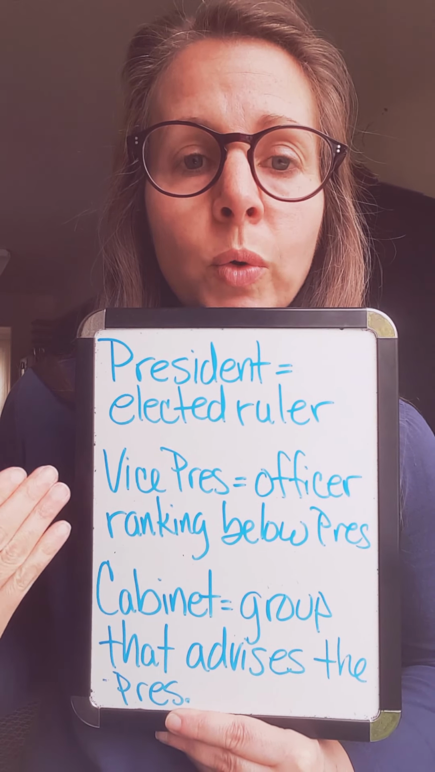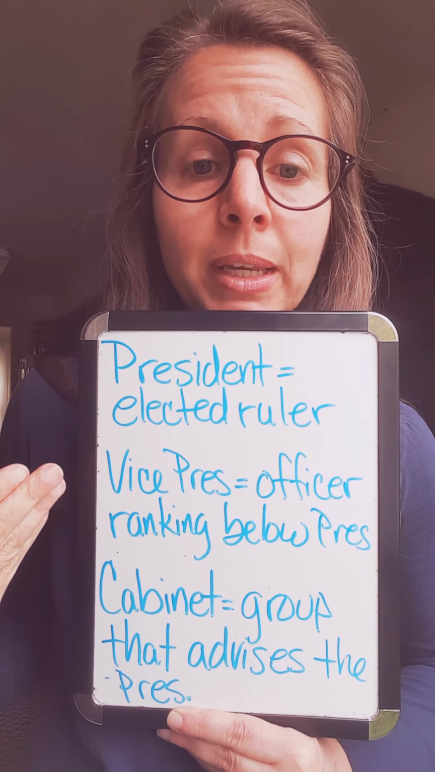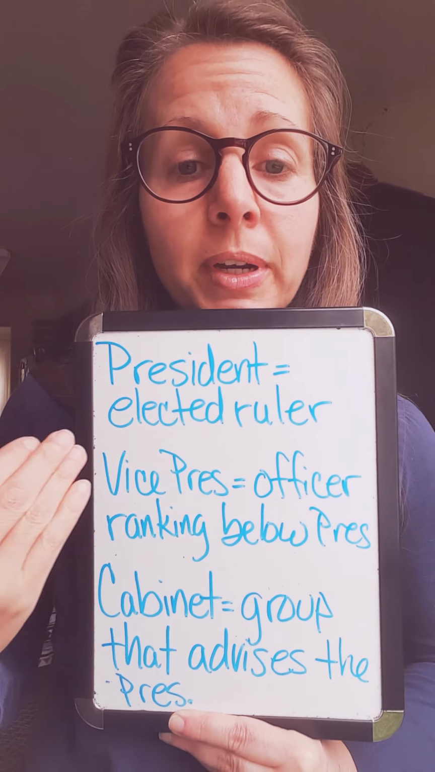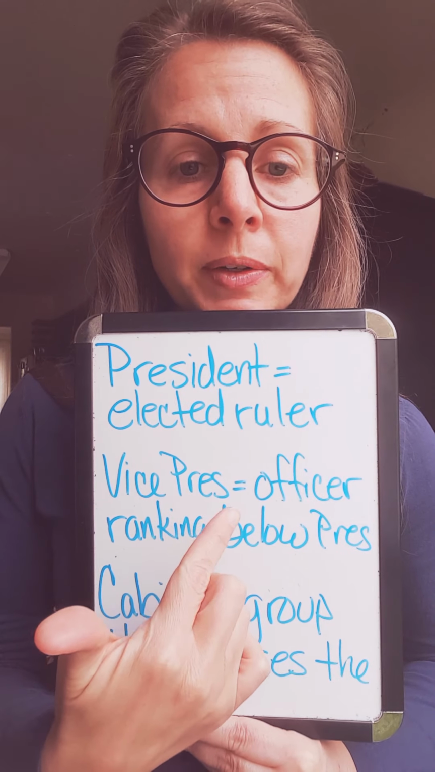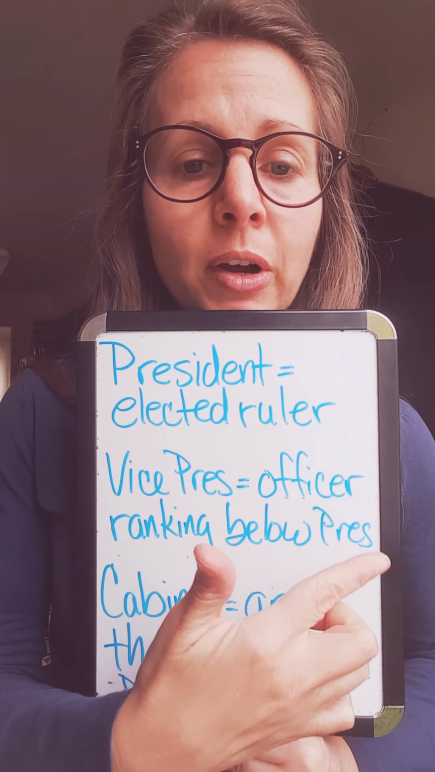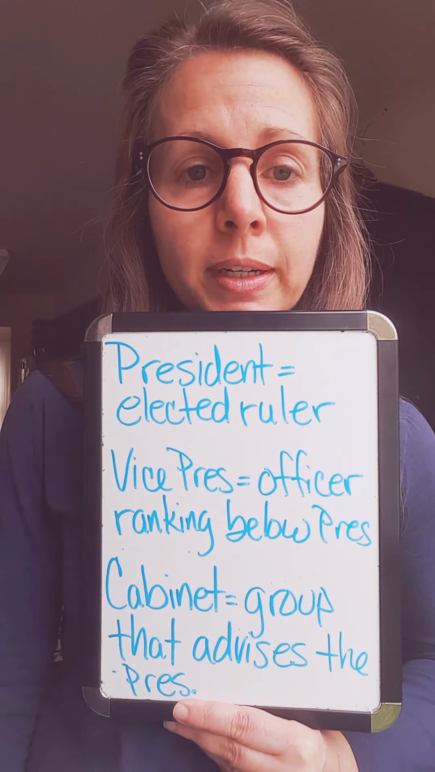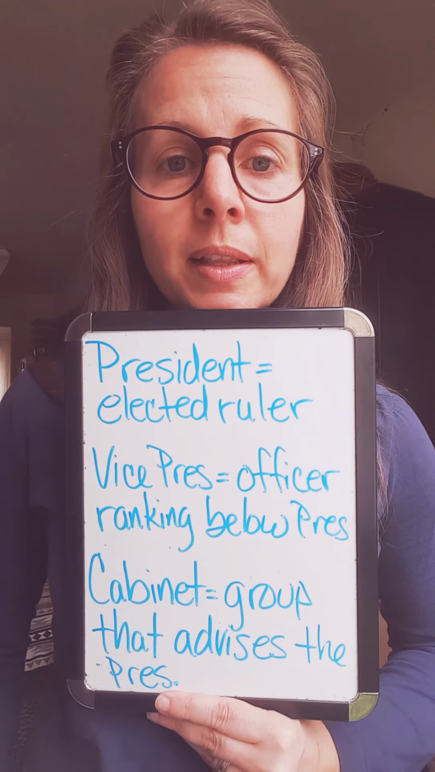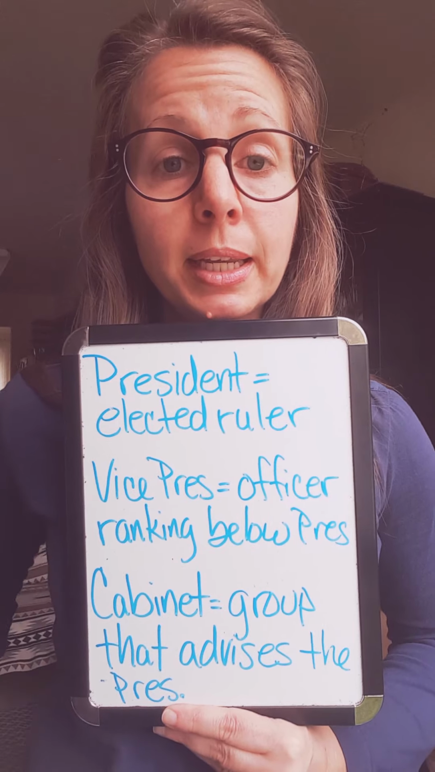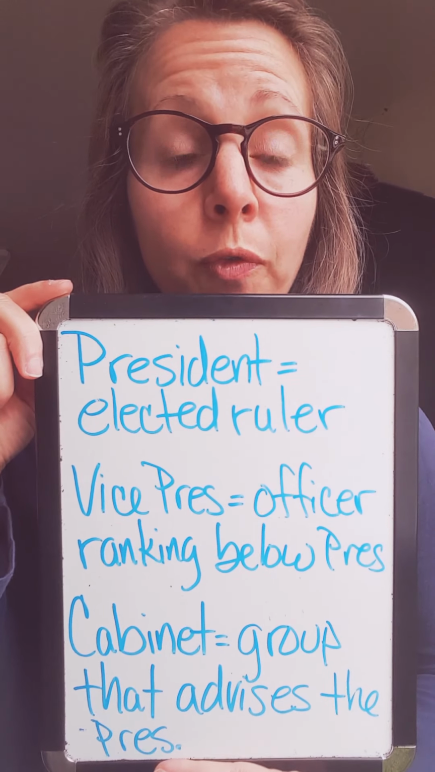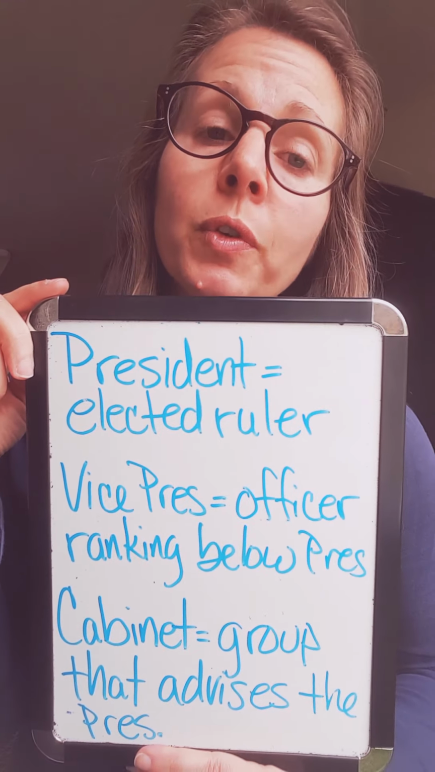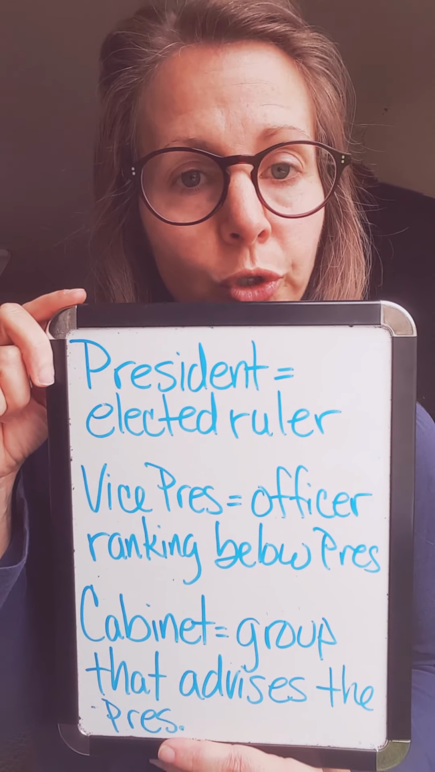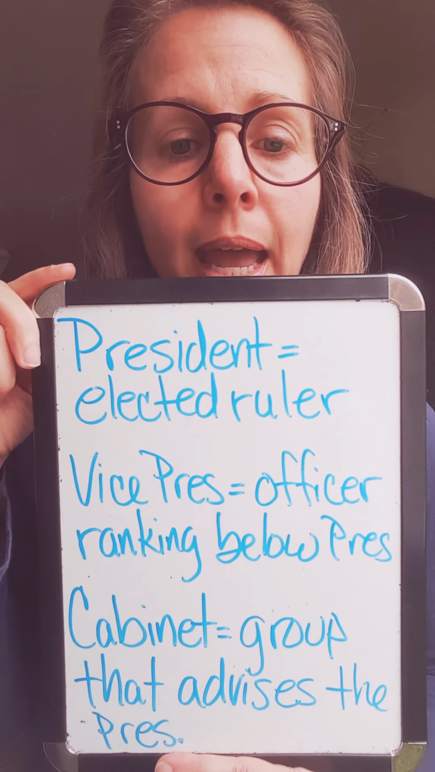Then we talked quickly, in our last meeting for social studies, about the vice president. The vice president, I just wrote pres here to fit it, but you write president, is the officer ranking just below the president. So the vice president also gets elected. The president and the vice president run on the same ticket. So when the people vote for president, they vote for the vice president also all at once. So they're elected officials too.